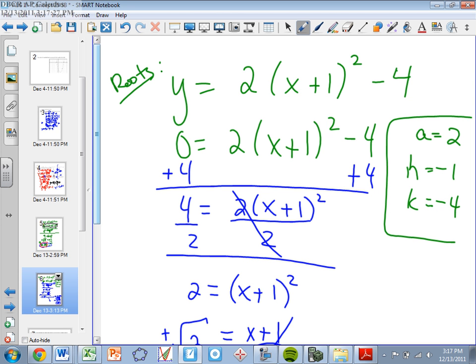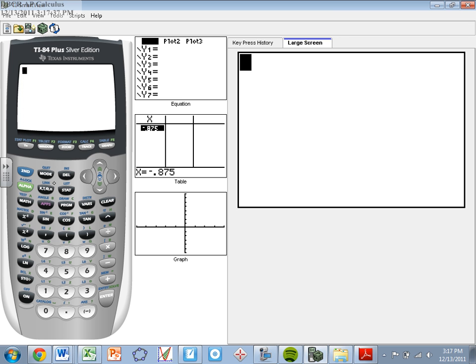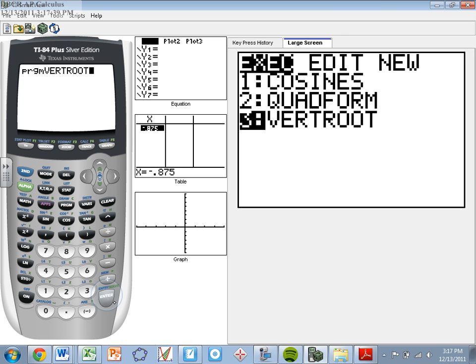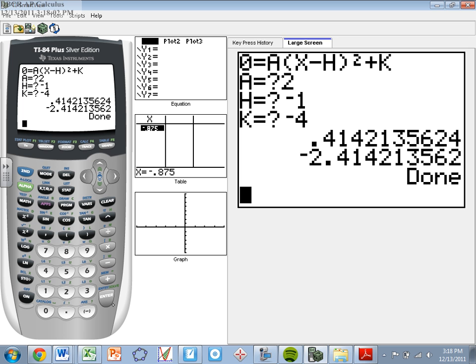Now, in your calculator, run your program, give it the input. 2, negative 1, negative 4. Awesome. Run the program, hit enter, give it 2, negative 1, and negative 4. Which one did you say was the negative root? We had negative 2.414 and positive 0.414. It's the other way around in calculation. That means you made a mistake somewhere.